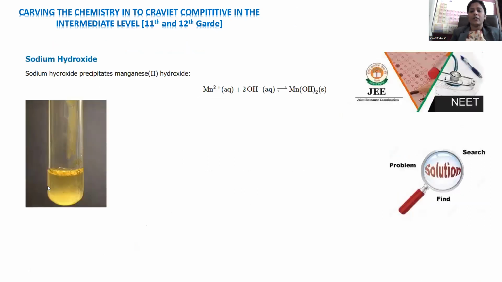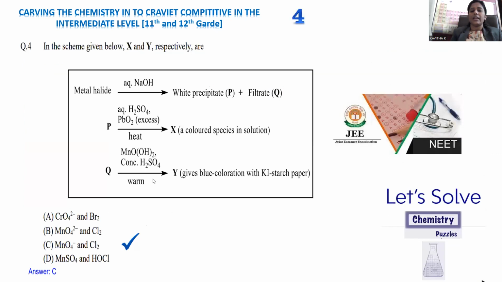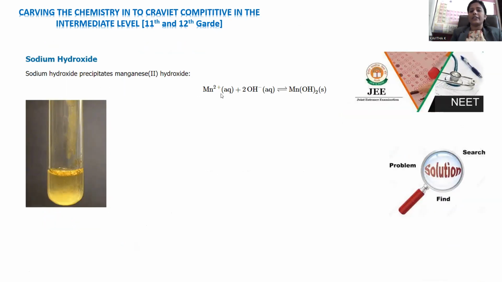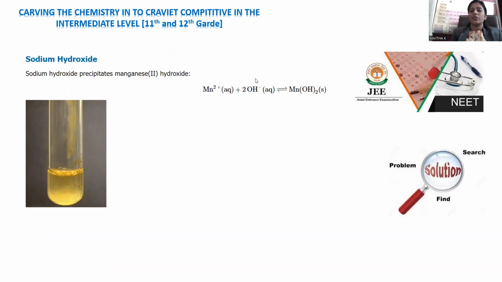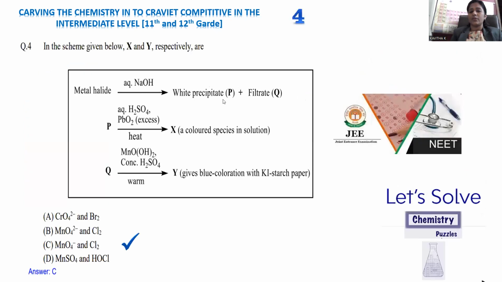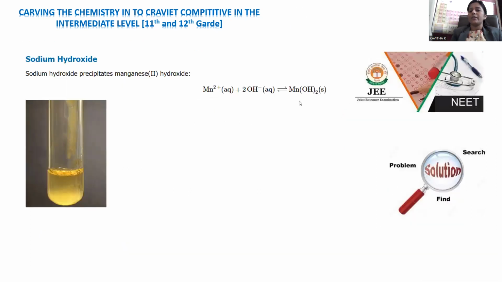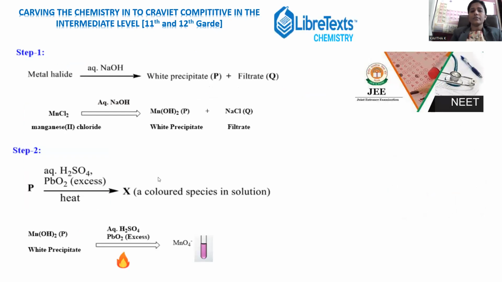Here, the compound can be analyzed in this manner: whenever there is any compound of manganese, and they mention a metal halide, right? So let's take manganese chloride, upon treating with hydroxide, that means sodium hydroxide. Here we have aqueous NaOH, right? So if you take sodium hydroxide, finally it will be turned into manganese hydroxide, which is a white colored solid. That is what we require over here, that will be P, right?